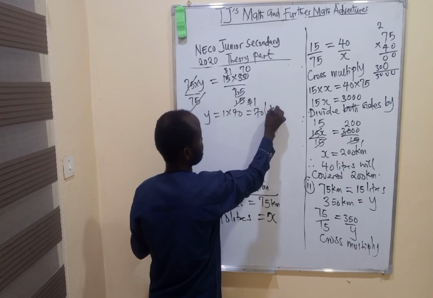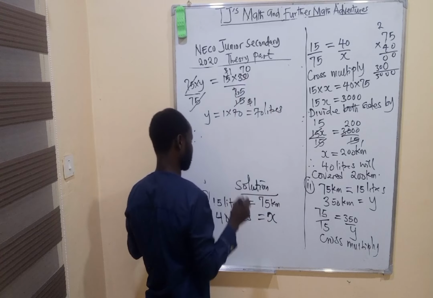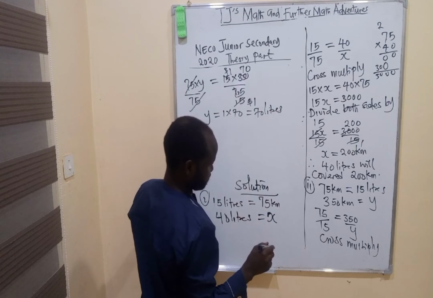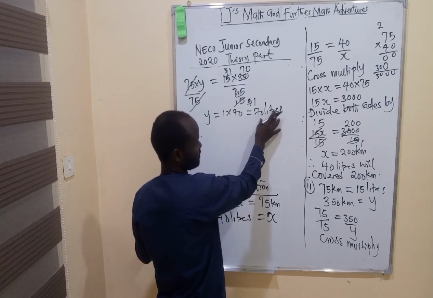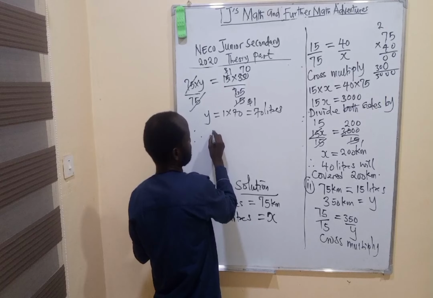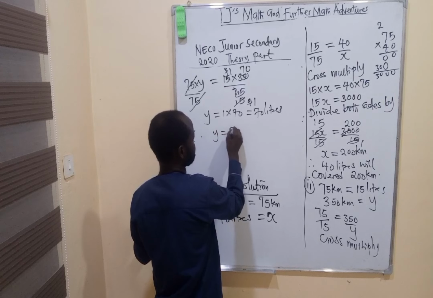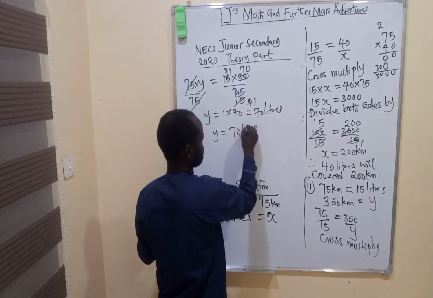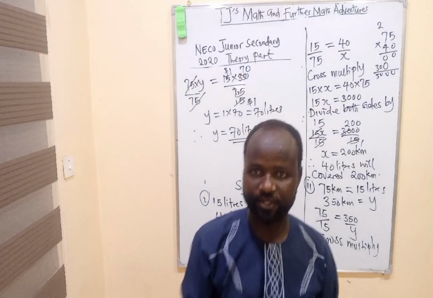So 70 liters. Therefore, for 350 kilometers, we will use 70 liters. So therefore, y is equal to 70 liters. So this will be the answer.